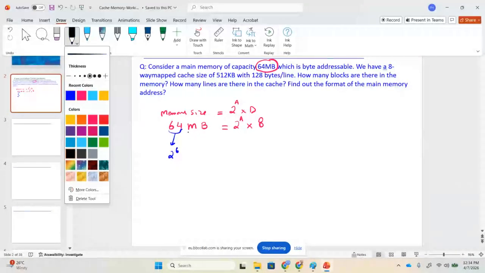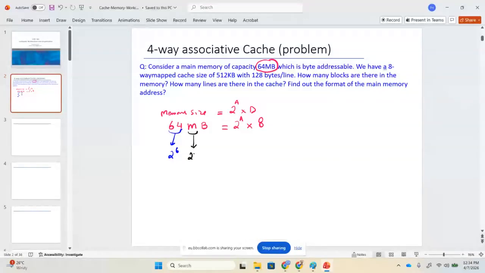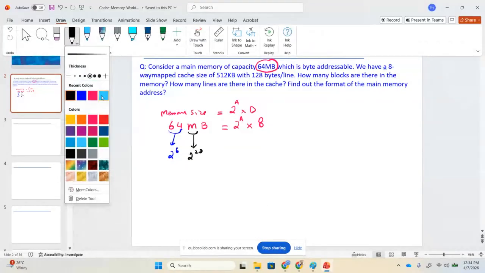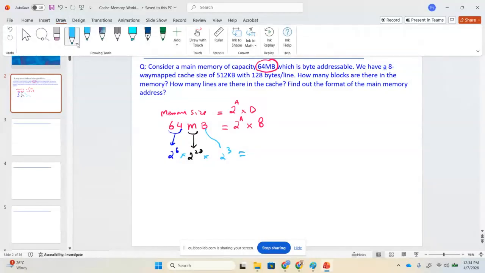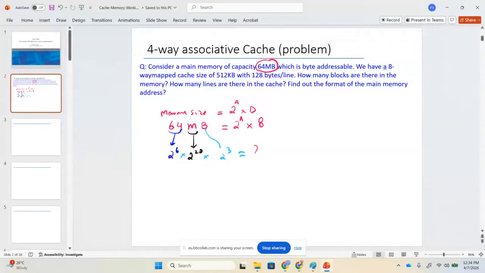2 to the power 20, and multiplied by byte, which is actually 2 to the power 3. Now looking at the right side, this is actually 2 to the power a times 8. So this 8 and this 2 to the power 3 will cancel out, and now a will be 26. Any question? Clear or not clear?